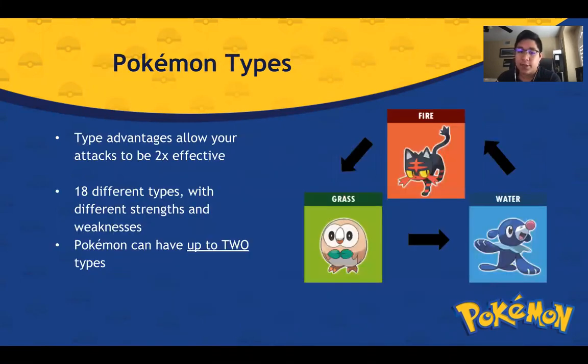same name. So the important thing about Pokemon types is that there's 18 different Pokemon types with their different strengths and weaknesses, and that Pokemon can have up to 2 types. And this is important because it allows your attacks to be 2 times effective if you have a type advantage. So as you can see on the diagram on the right, fire beats grass, grass beats water, etc.